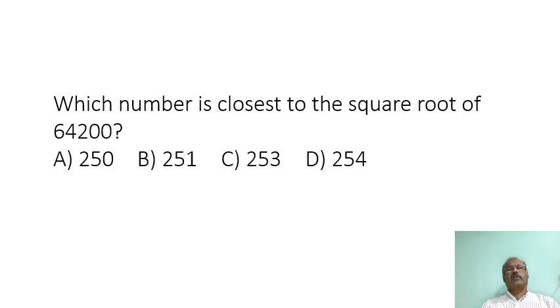We now turn to estimation of square root of a given number. So our question, which number is closest to the square root of 64,200? The options are 250, 251, 253, and 254.